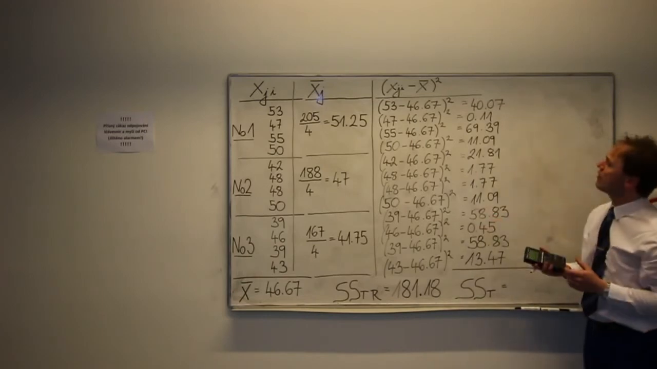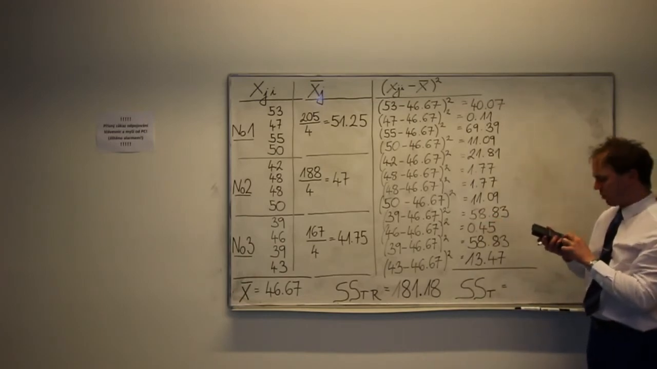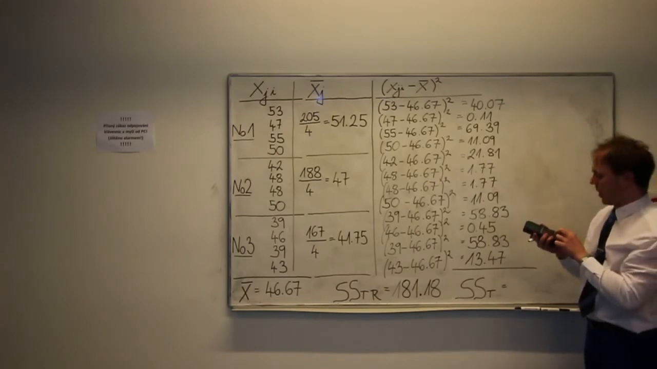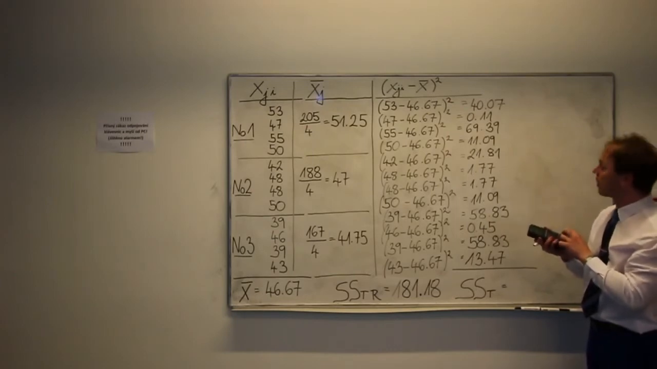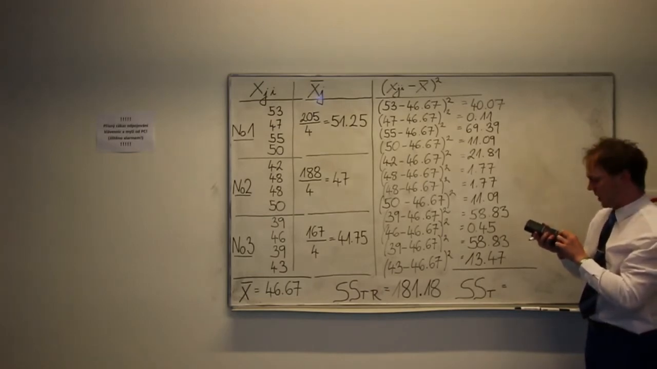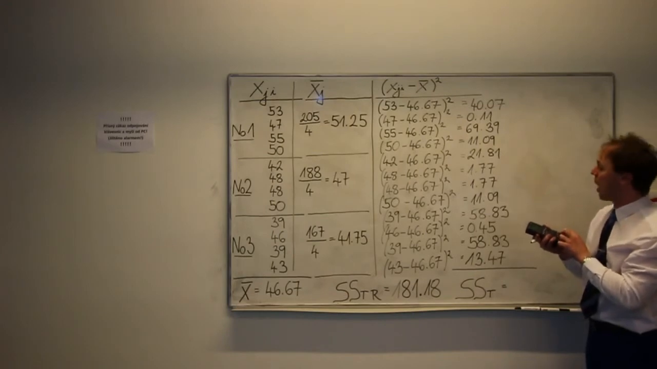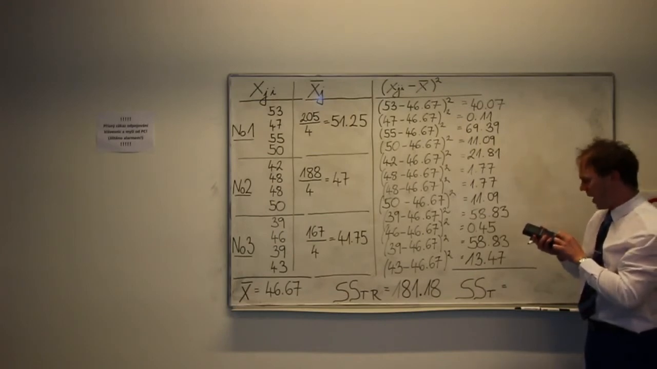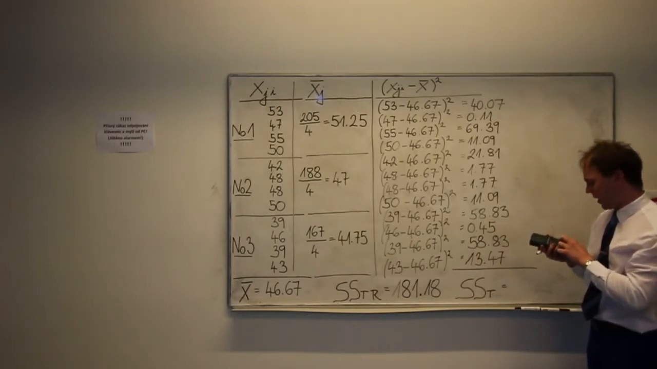So I will calculate it. 40.07 plus 0.11 plus 69.39 plus 11.09 plus 21.81 plus 1.77 plus 1.77 plus 11.09 plus 58.83 plus 0.45 plus 58.83 plus 13.47.